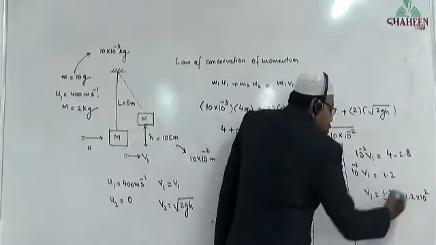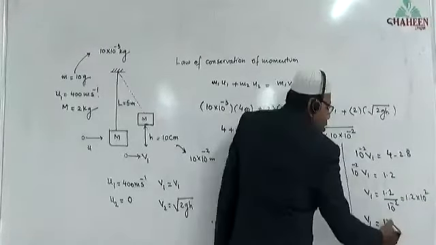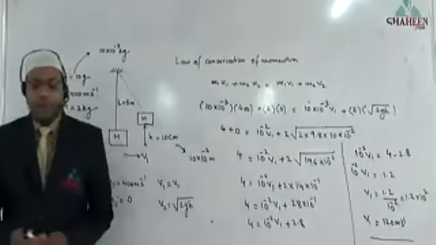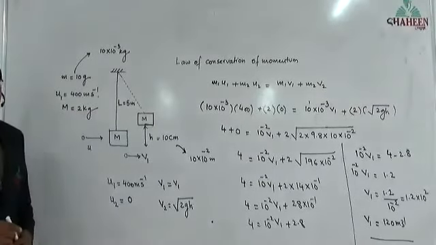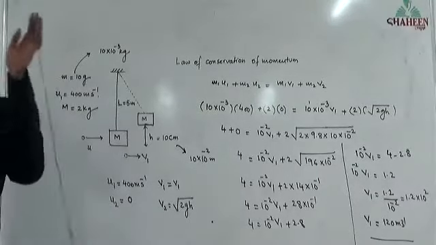So 1.2 into 10 to the power of 2, if you multiply by two zeros then it is 120 meters per second. Copy it. The velocity with which the bullet comes out is 120 meters per second. You can see clearly this is 120 meters per second. So it is given, beta.